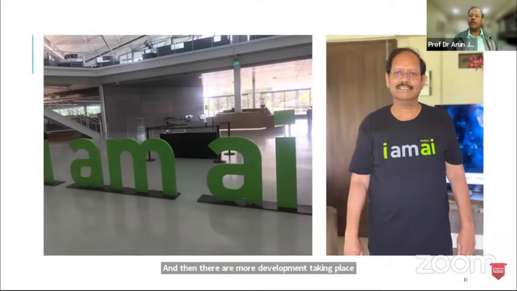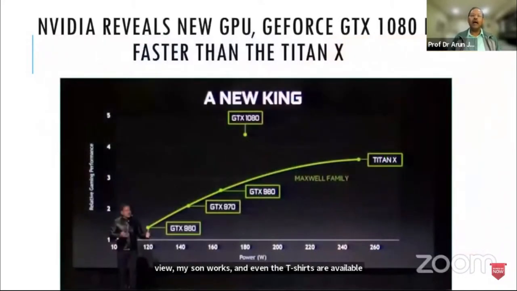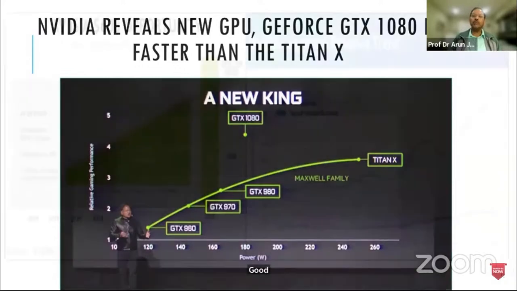Afterwards, NVIDIA came into the picture, and when I visited NVIDIA, where my son works, there is a nice mural called "I am an AI," and even T-shirts are available which say "I am an AI." The rapid growth of AI is because of the possibility of using graphic processors, which handle images. There is a law called Moore's law, where CPU growth is given, and it has been seen that GPU growth, the graphic processor, is faster than CPU.